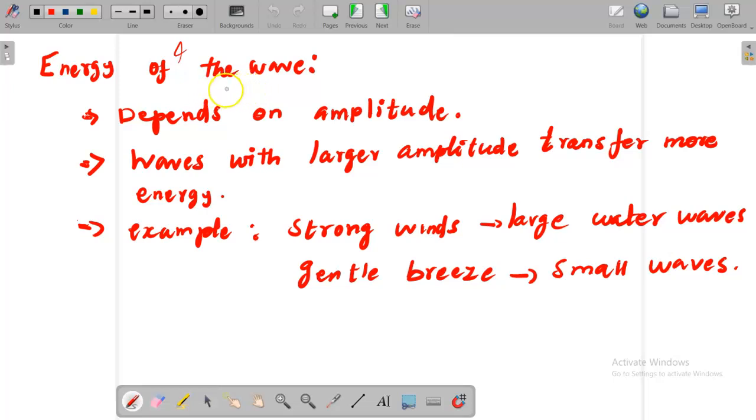Next, energy of the wave. It depends on amplitude, as we discussed before. Waves with larger amplitude transfer more energy. So when the amplitude is large, it has more energy. Example, strong winds, large water waves. If there is a strong wind, it will create very big water waves. If there is a gentle breeze, it creates smaller waves. So energy is related to the amplitude.